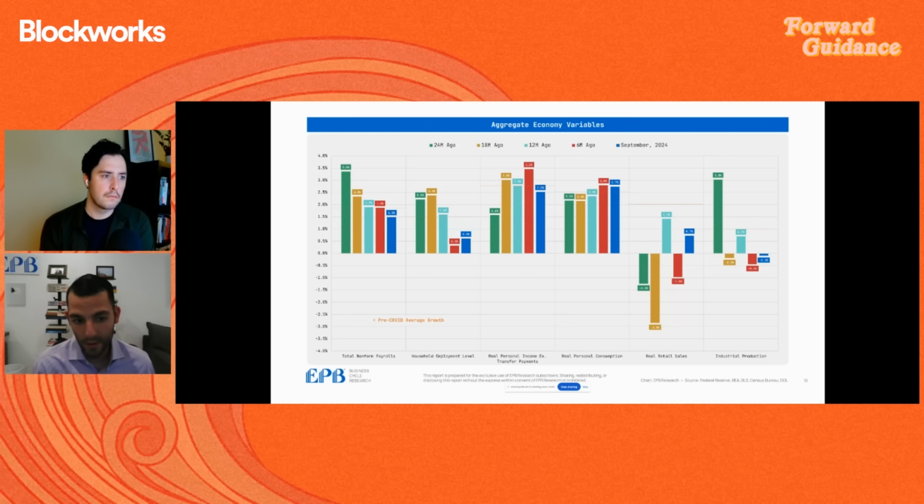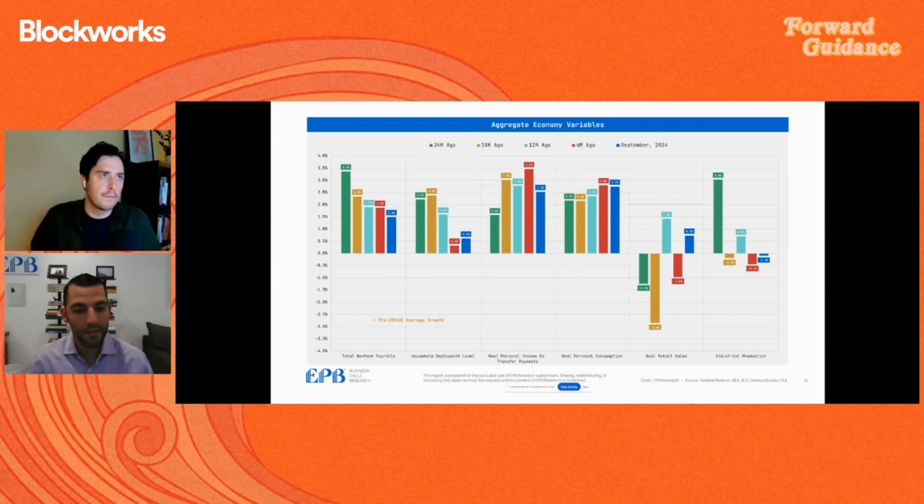Household employment is about 0.6. Personal income is about 2.5. Personal consumption is up there in the high 2s. That's where the GDP numbers are predominantly coming from. Retail sales, which is tilted more towards the goods economy, is a little bit weaker. And industrial production is contracting mildly.